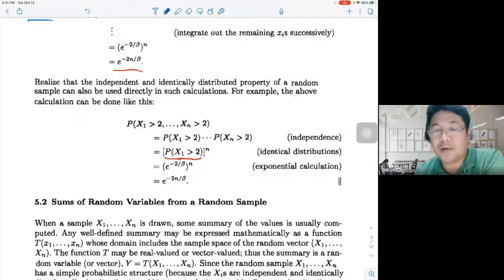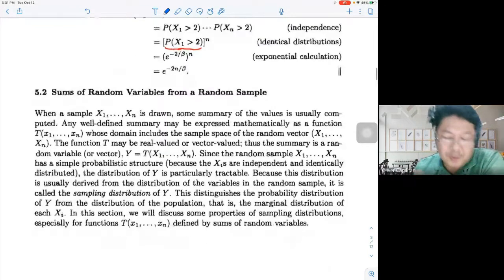Any questions or clarifications for the first section of chapter 5? That's all, we have the PDF of our random sample. Okay, let's proceed now to the next section, sums of random variables from a random sample.